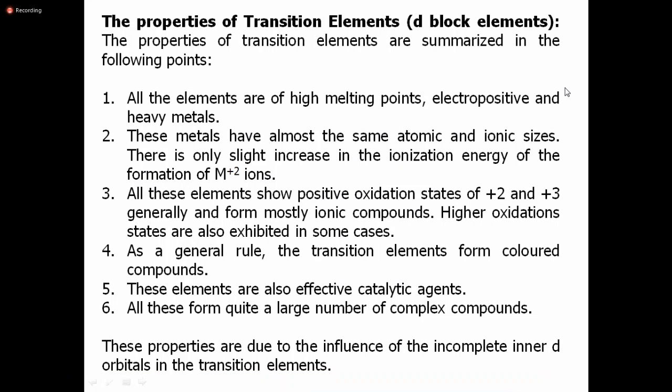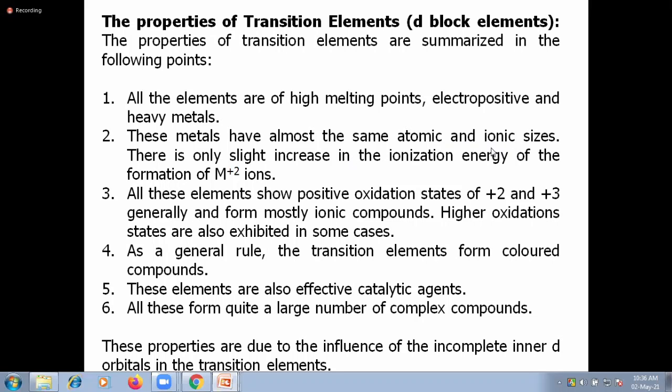Some other characteristics, if we go forward, then the ionization energy also sometimes slightly increases or decreases, or that means varies, but these metals have almost the same atomic and ionic size. Why the same atomic and ionic size?